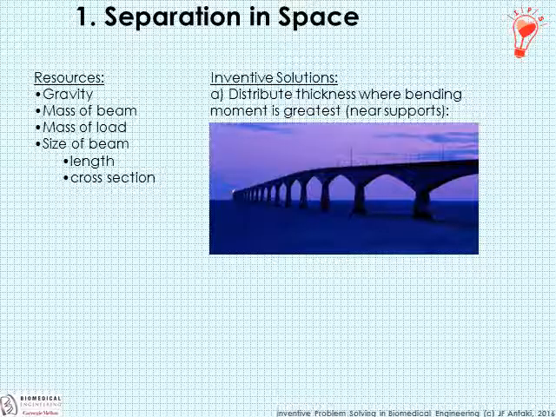So let's analyze this problem in a little bit more detail and conduct a cursory exercise of identifying resources. So there is always gravity. There's obviously mass of the beam, mass of the load, and any number of other resources like air and water and surface area, etc. But I'd like to point out in analyzing the resources, we have two-dimensional resources. There's the length of the beam and the cross-section. And that implies that there's two opportunities for applying separation in space.